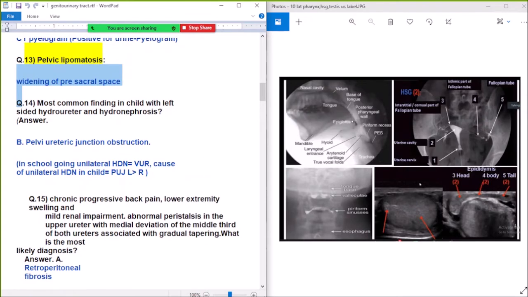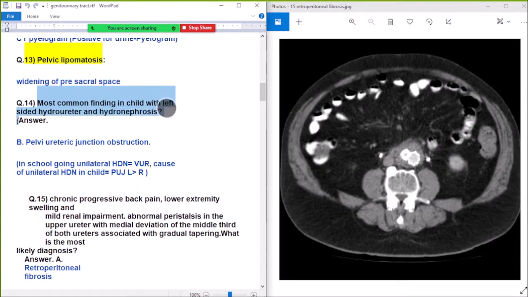Question 14. Most common finding in a child with left-sided hydronephrosis is pelviureteric junction obstruction. PUJ obstruction. In a child, the cause of unilateral hydronephrosis is PUJ obstruction, left greater than right.